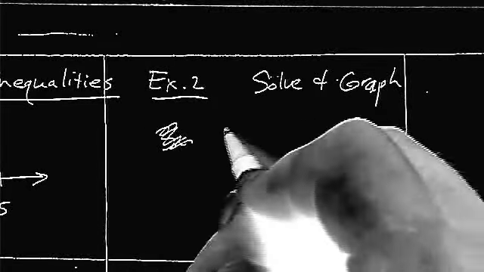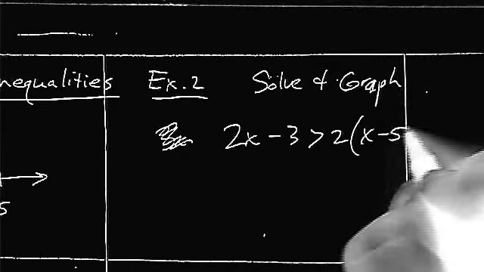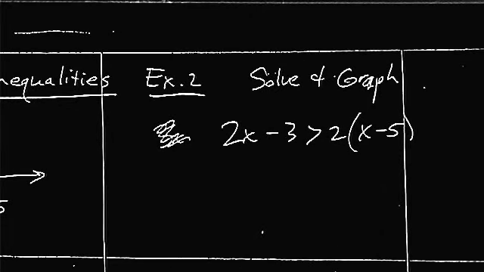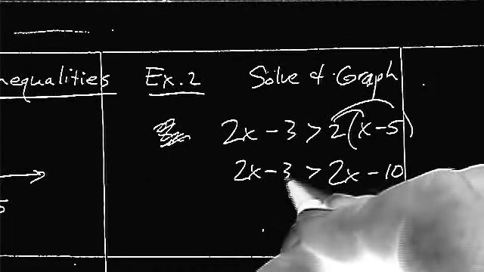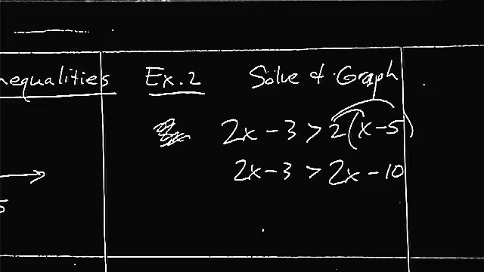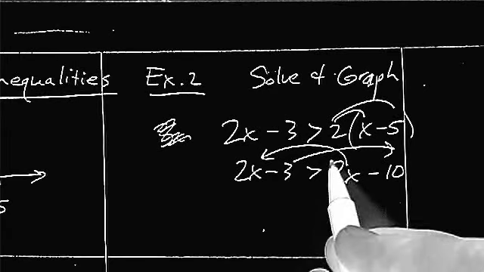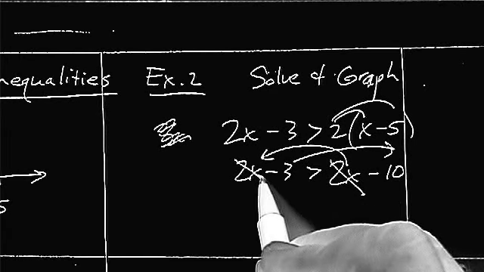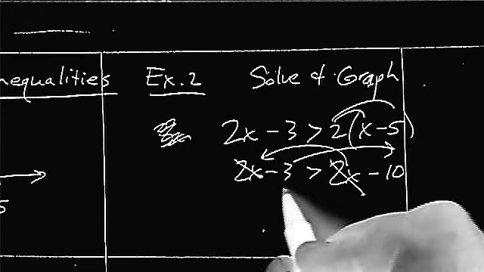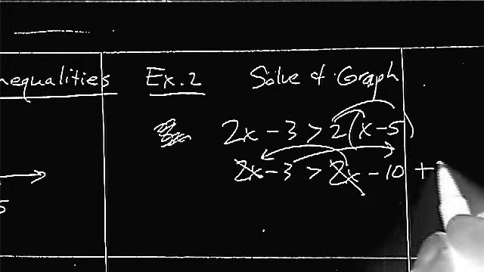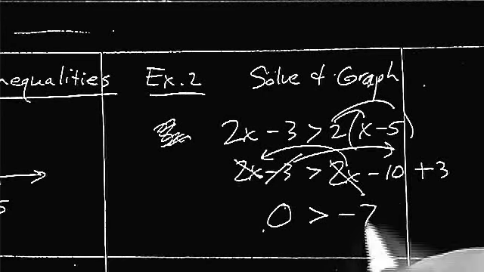So we get, 2x minus 3 is greater than 2 times x minus 5. Of course, we're going to have to use the distributive property. We've got a 2x minus 10, and over here we got a 2x minus 3. Of course, we push the variable terms to the one side, and we push the constant terms to the other side. And so we're going to get rid of all the x's. Well, that's kind of weird, isn't it? If I move this to the other side by adding 3, right? We get 0 is greater than negative 7.